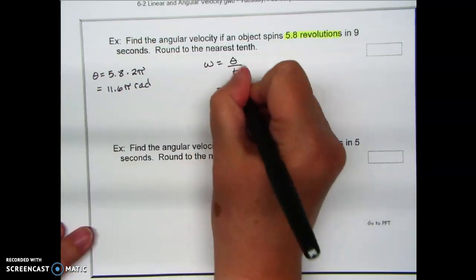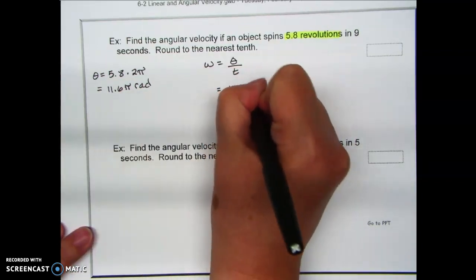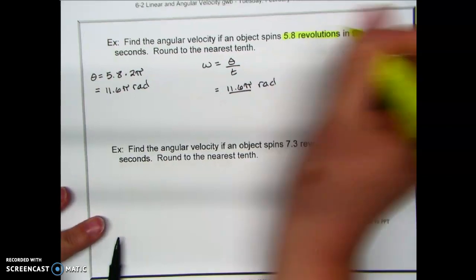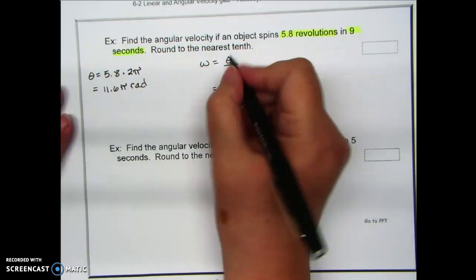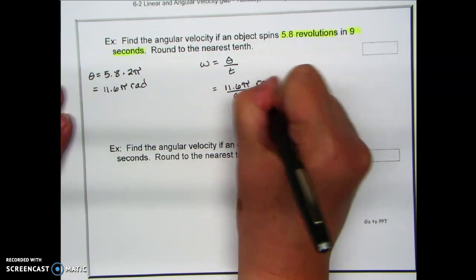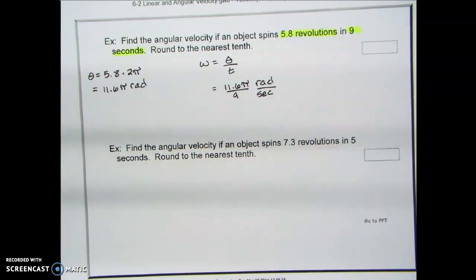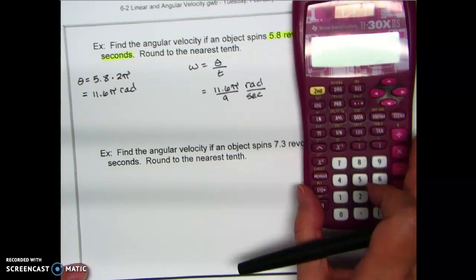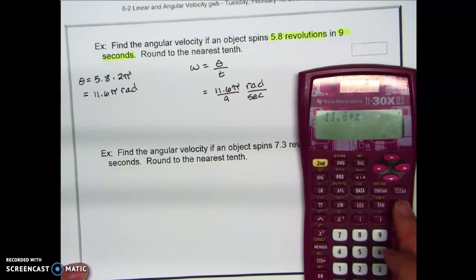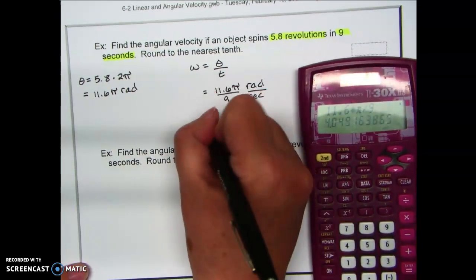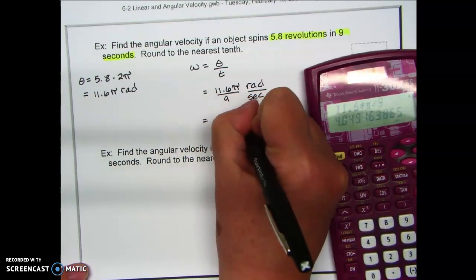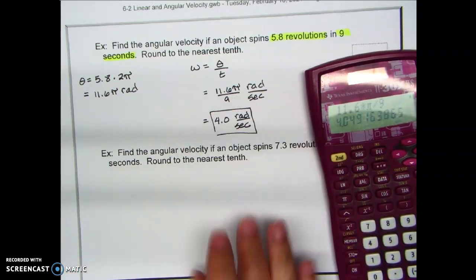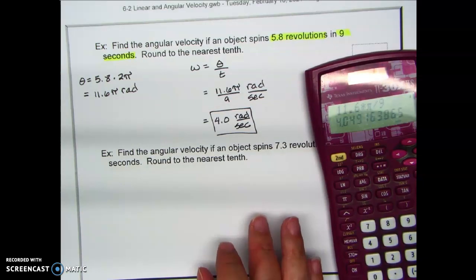So then my theta is 11.6 pi radians, and my time is going to be 9 seconds. So in my denominator, I have 9 seconds. And it said rounded to the nearest tenth. So I'm going to say 11.6 times pi, divided by 9. And so this is about 4.0 radians per second. That means whatever object is traveling around the center, it's traveling at 4.0 radians per second.